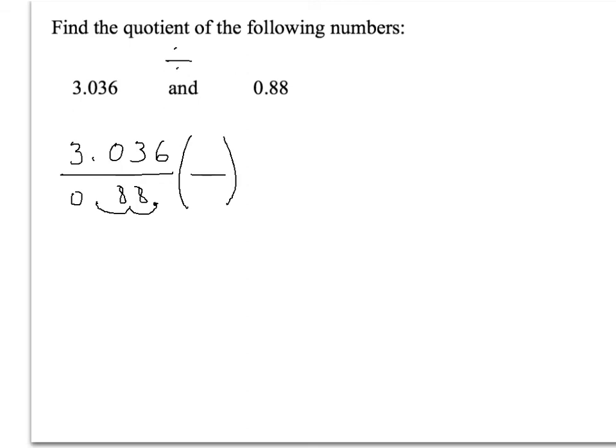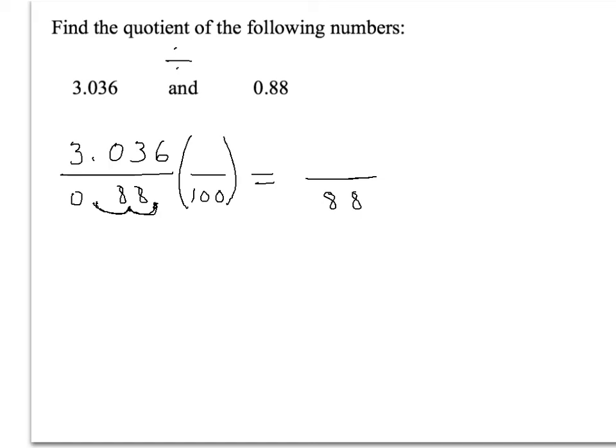So every time I multiply by 10, that puts a decimal there. Multiply by 10 again, that puts a decimal there. Well, did you hear what I said? I multiplied by 10 twice. Well, 10 times 10, that's 100. So I'm going to multiply the bottom number by 100. And that makes our denominator not 0.88, but 88. Now it's a whole number.